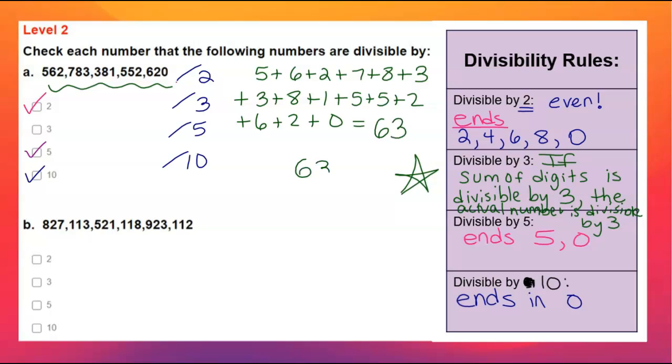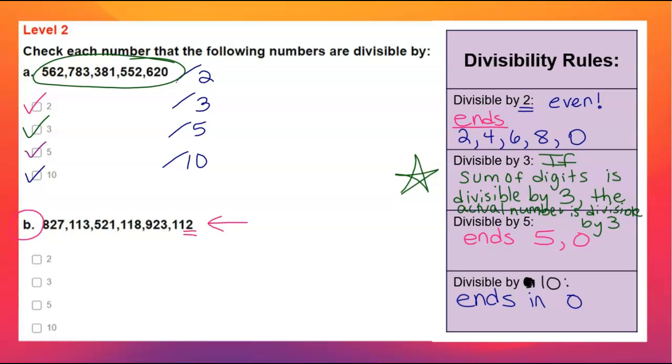So the sum of the digits is 63. Is that divisible by 3? Well, yes, it is. 3 goes into 6 2 times. Bring it down. 3 goes into 3 1 time with no remainder. That means 3 is a factor of 63. So therefore, this number is divisible by 3 as well. Now hit pause and try letter B.